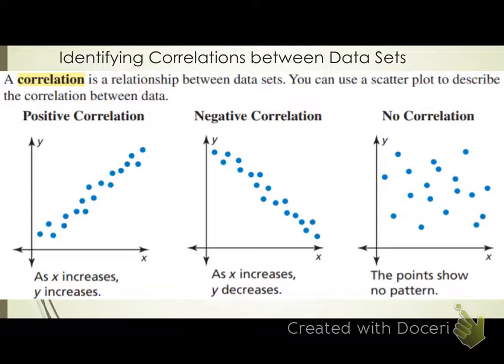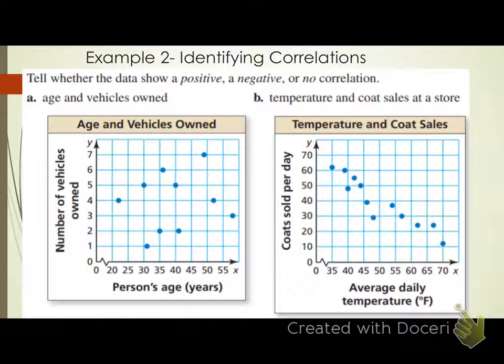Any questions about what types of correlation we have? How do we feel about correlation? Good. Okay, let's look at some examples. Tell whether the data show a positive, a negative, or no correlation.